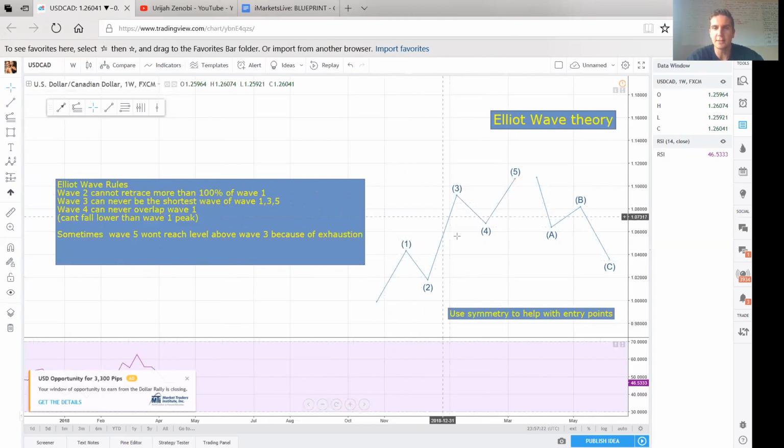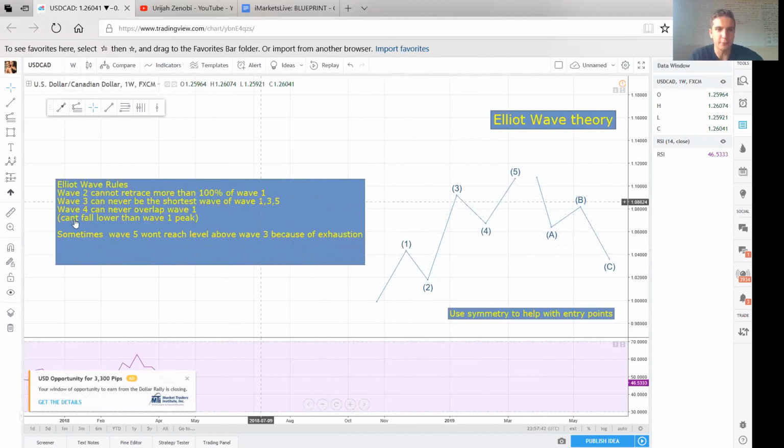Typically, wave 3 is going to be 1.62 of wave 1. However, guys, it can be 2.62 if it's a huge move. I'm actually going to show you that example with the USD CAD weekly chart, where it's 2.62 of wave 1. So be aware of that.